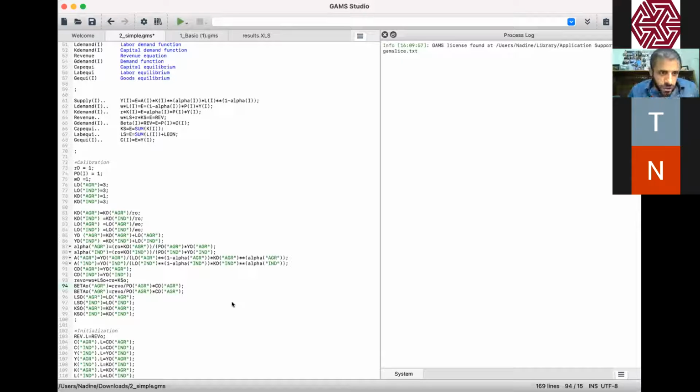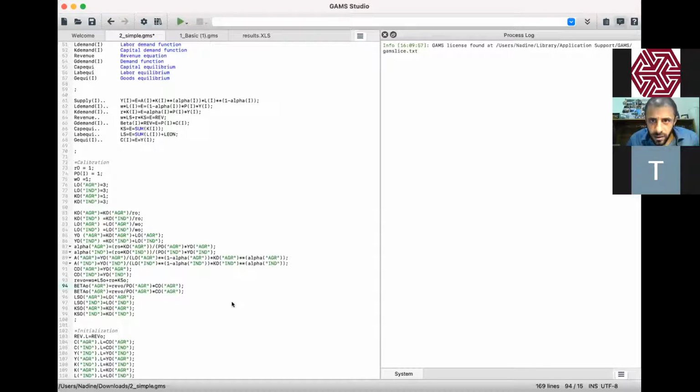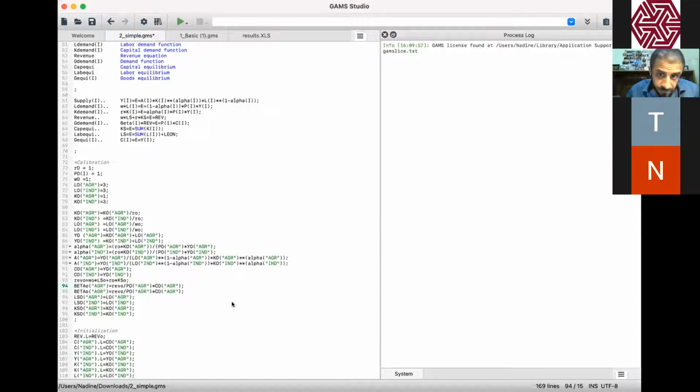Sorry. So, beta here is defined as revenue divided by POCO. What do you think? Is that correct or not correct? Abdullah, what do you think? Any ideas?